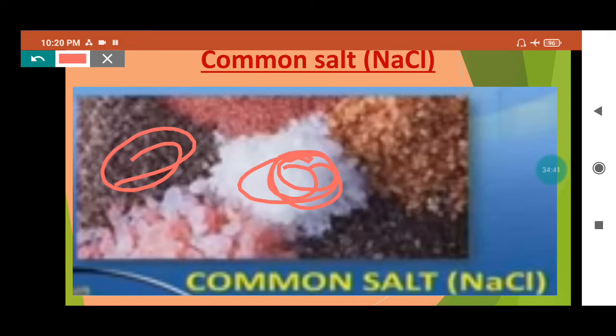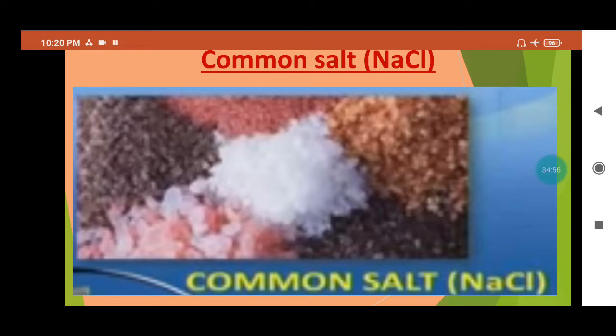There are other categories of salts also here. You can see the brown color. It is lemon salt, which you observe during the preparation of pulihora in your houses and festival times. Now these are the types of lemon salt.